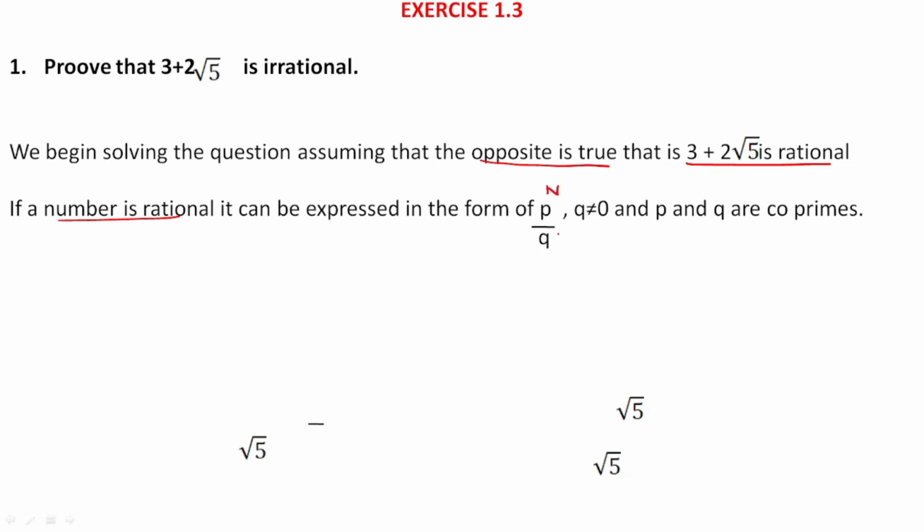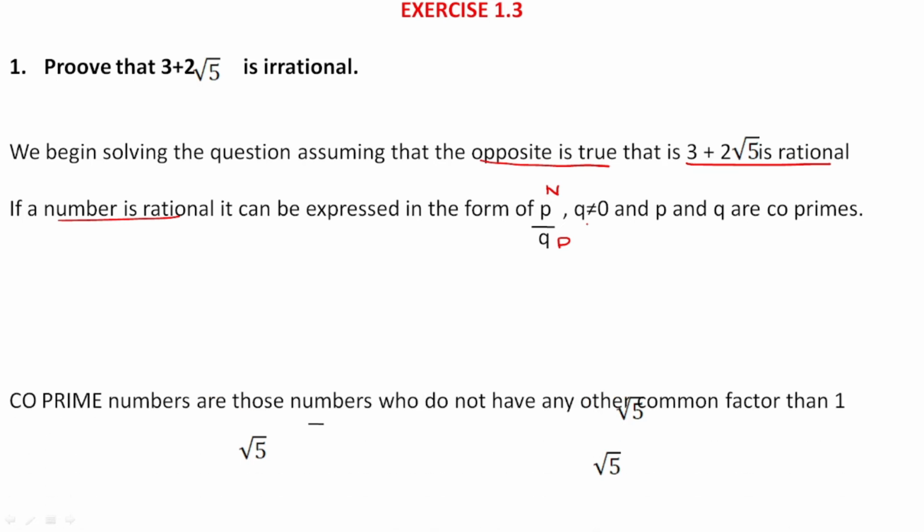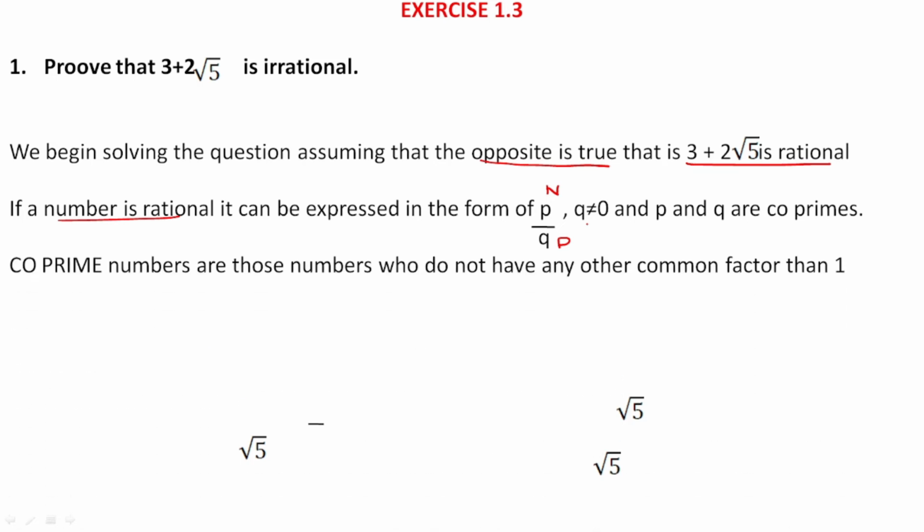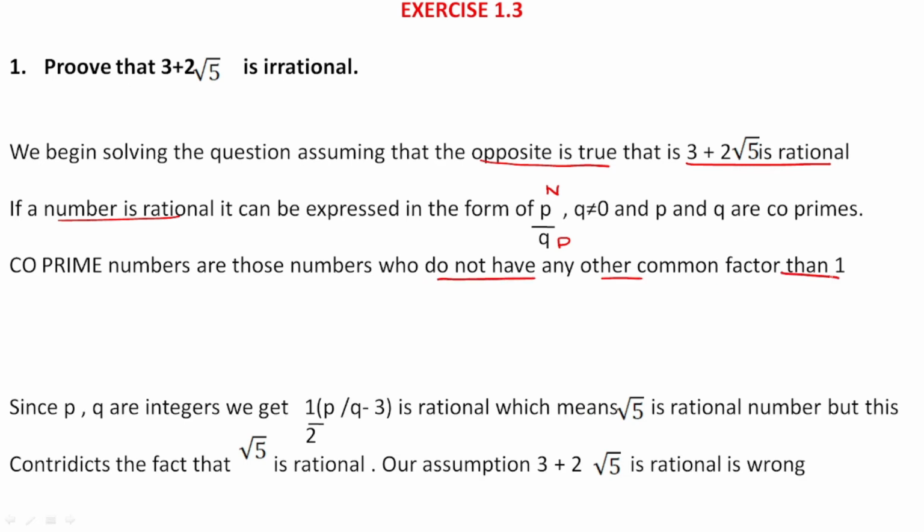So if a number is rational, what happens? It can be written as p by q, the numerator by denominator form, and q is never equal to 0, and p and q are co-primes. So you know what co-primes are? They do not have any other common factor other than 1. So we will take the first step. So the rational number that is assumed, 3 plus 2 root 5, now can be written in the form of p by q.